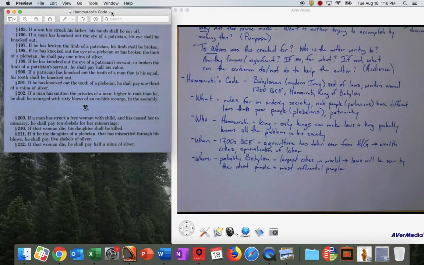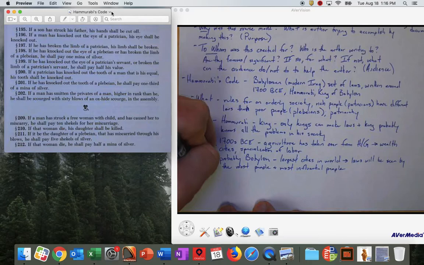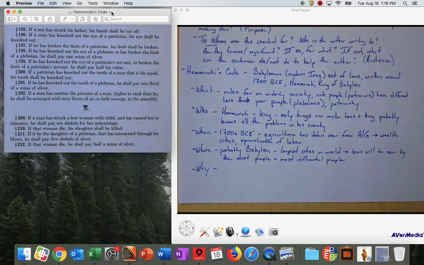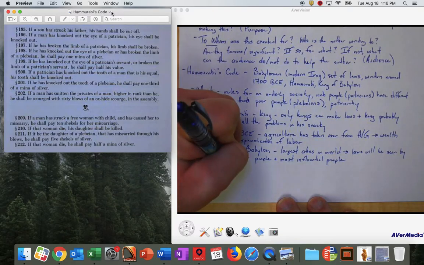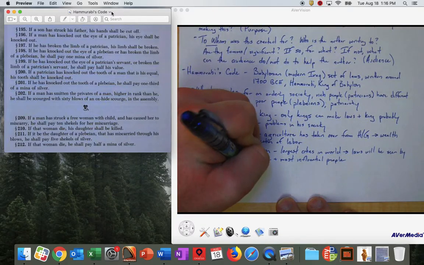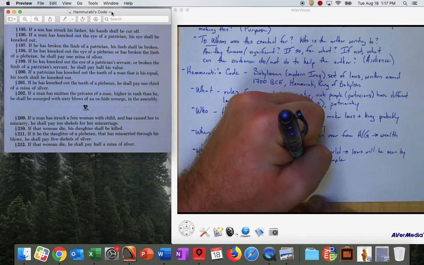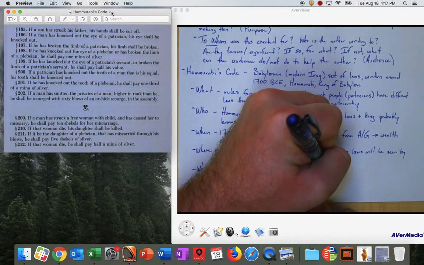All right, 2 more questions. Why? Now, I said earlier that this might be the one that gives you the most freedom to play around with. So let's assume why Hammurabi wanted to write these laws down. So what's the purpose of laws in general? Laws prevent behavior that we don't want.